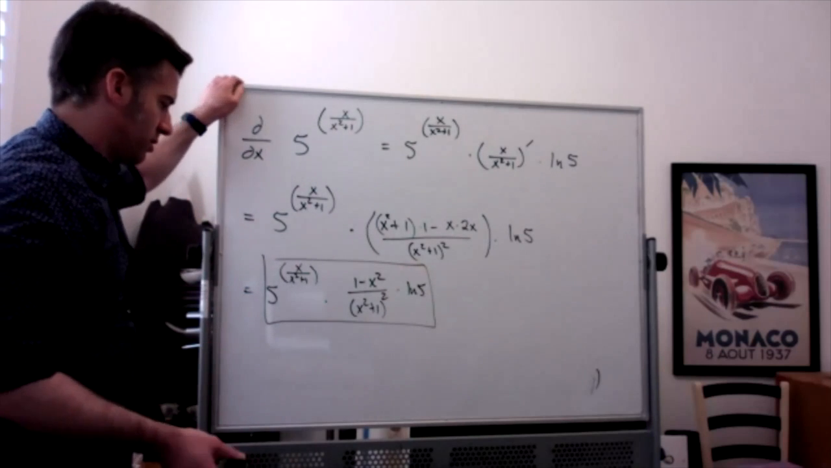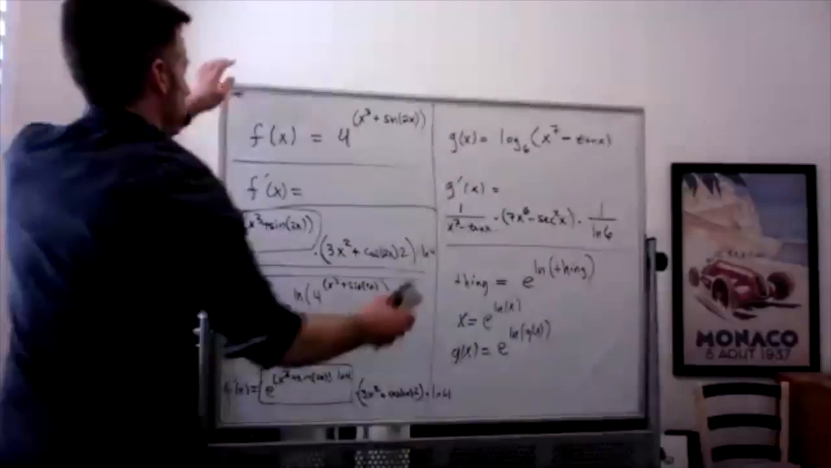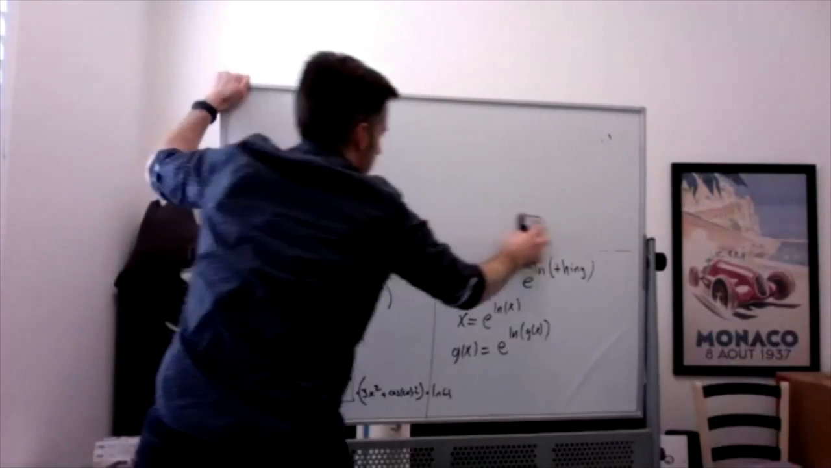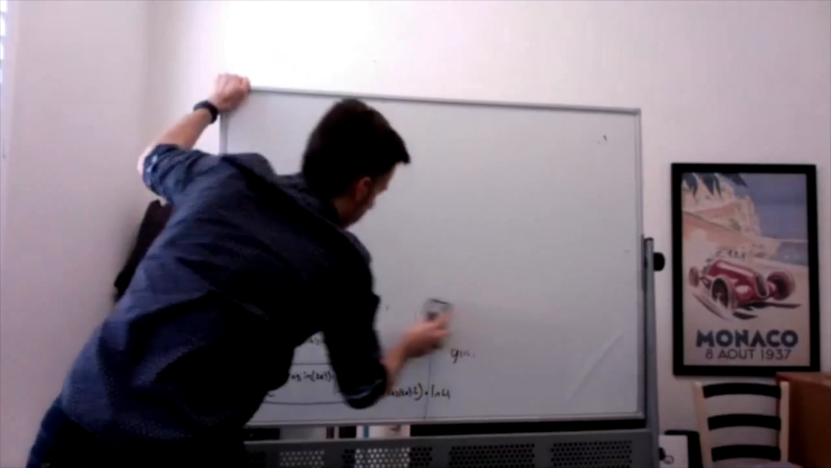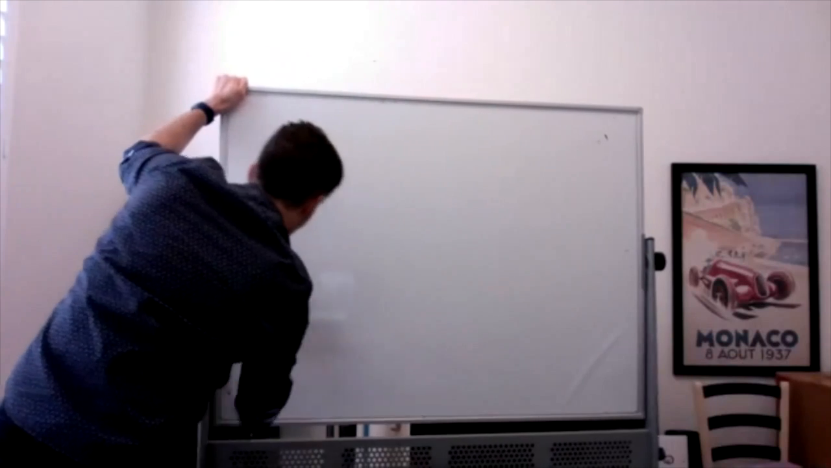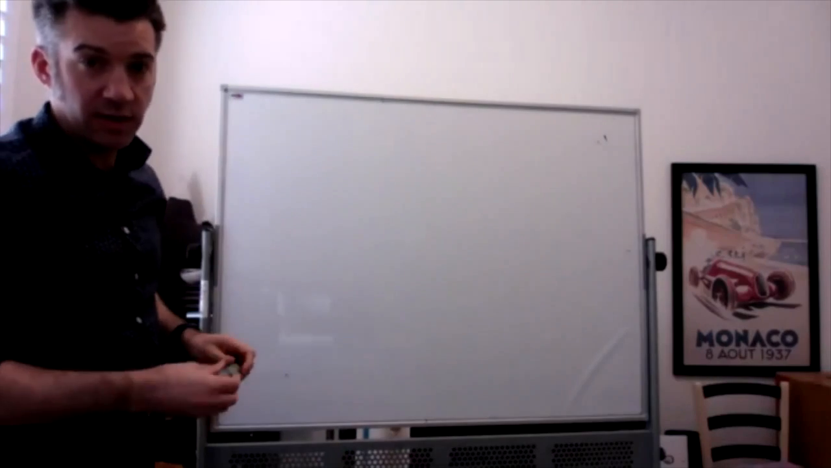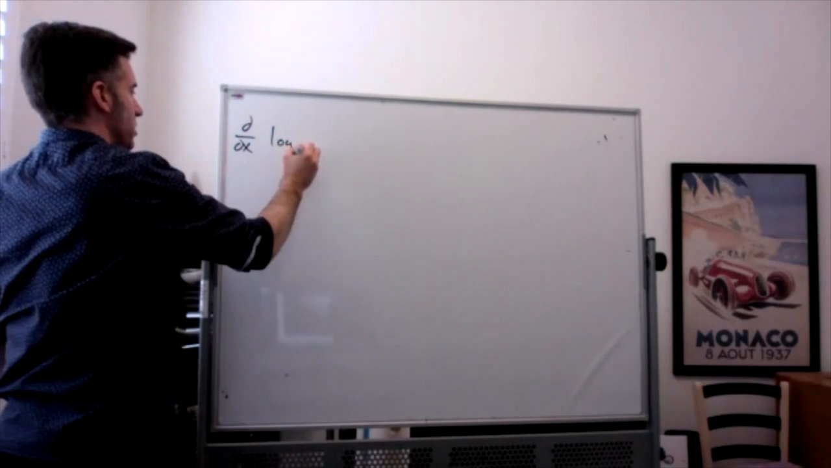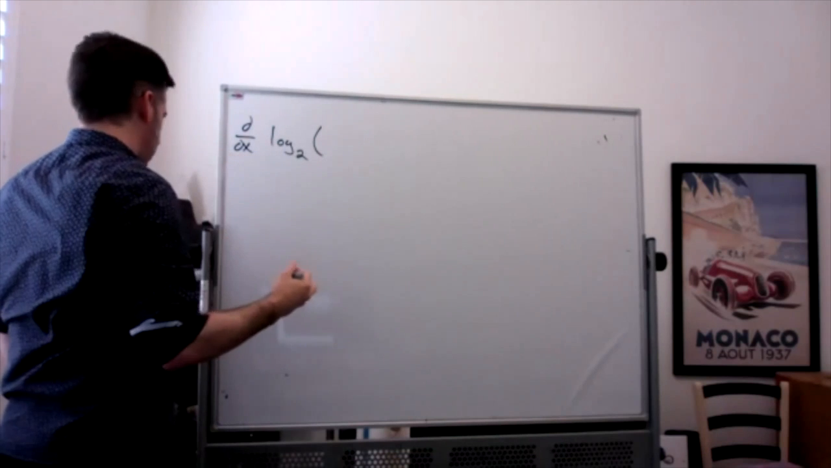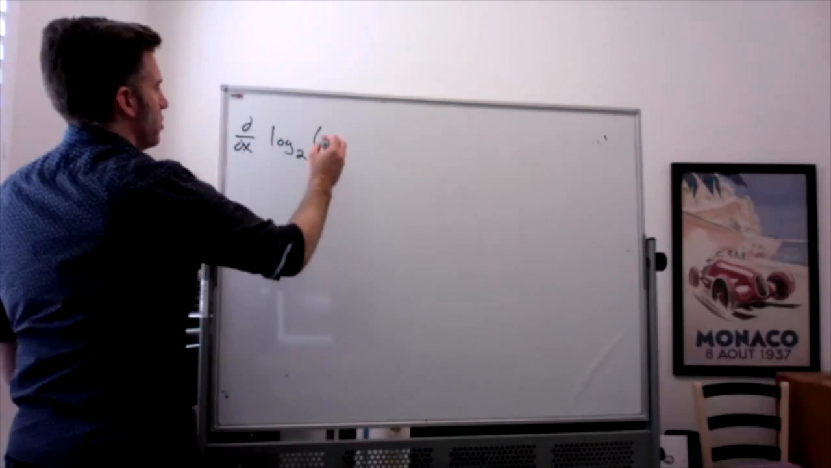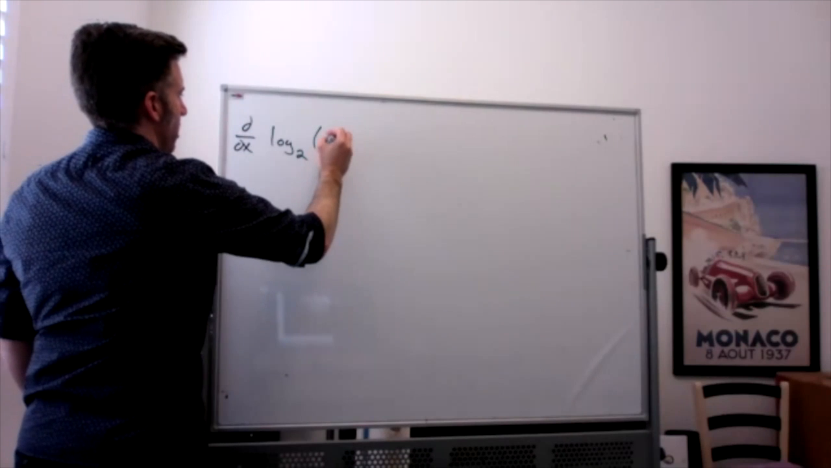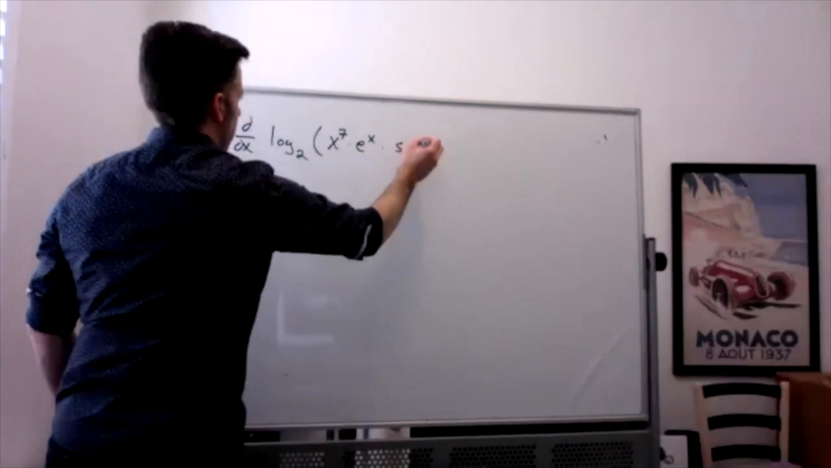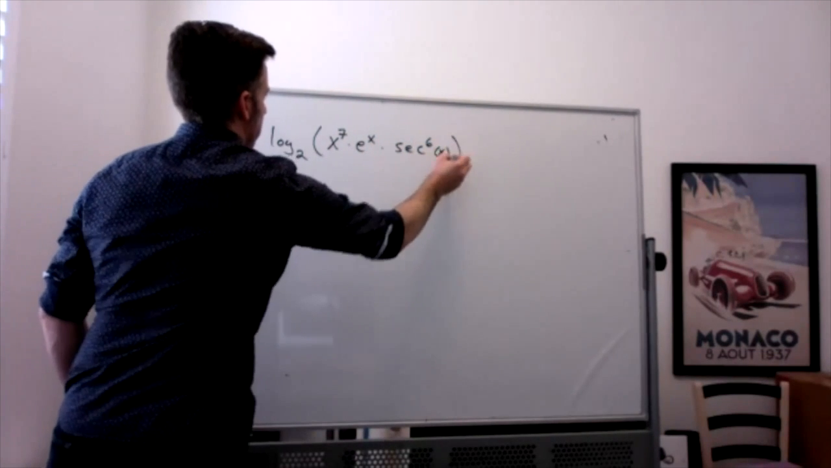Let's look at another logarithm one too. So I'm going to have an added kind of extra piece here. So let's say I want to find the derivative of the log base 2 of, what have I got here? Sure, let's do it this way. Let's say x to the 7th times e to the x times secant to the 6th of x.